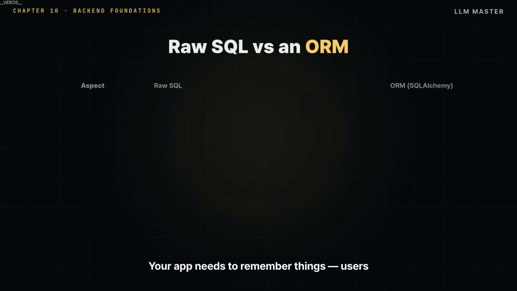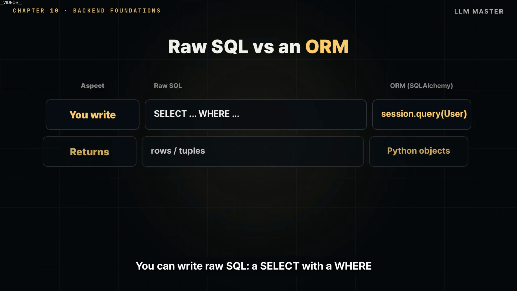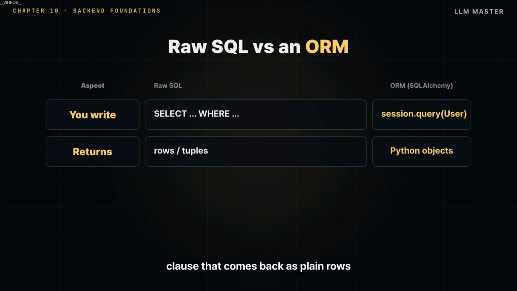Your app needs to remember things, users, conversations, message history, and that lives in a database, almost always a relational one built on tables, rows, and SQL. You have 2 ways to talk to it, and the choice is a real trade-off. You can write raw SQL, a select with a where clause that comes back as plain rows. It's precise, it's fast, and on a hot query you can tune it exactly.